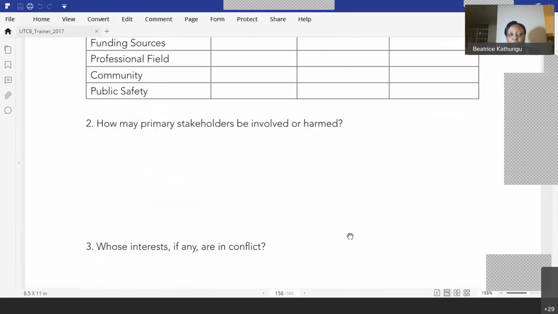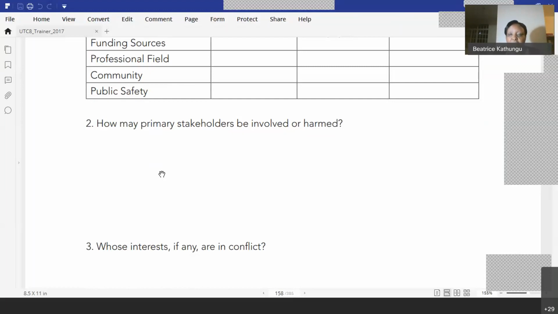Now, the second question was, how may primary stakeholders be involved or harmed? So you have said the client can be involved and can be harmed. So what kind of harm can come to the client if you make a poor decision? Yes, anybody that wants to share? Yes, Alero. Himself, he can complete the suicide he's already talking about. Absolutely. So the client could actually lose their life. So you can see the level of harm that is at hand.